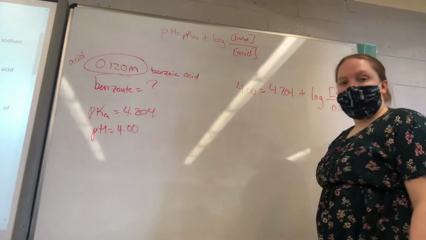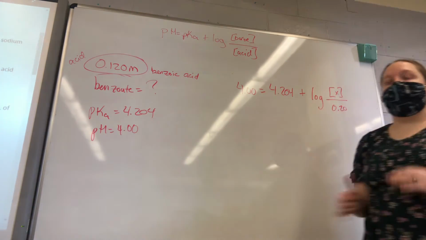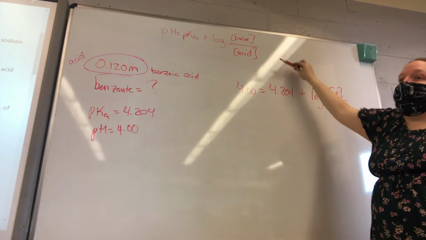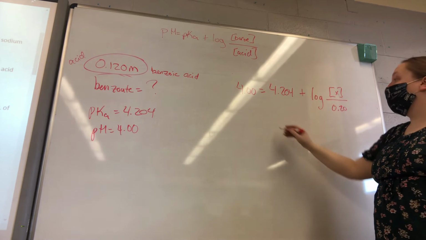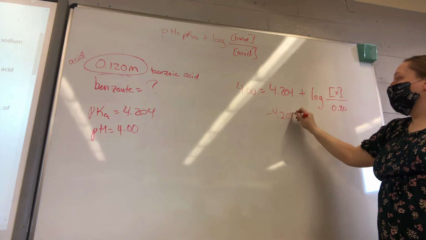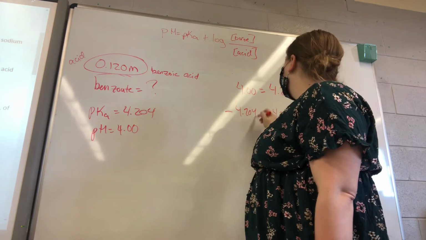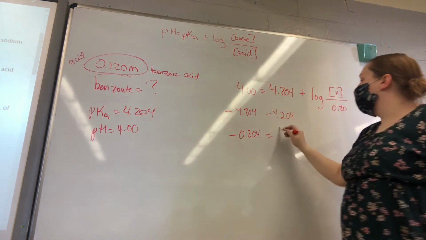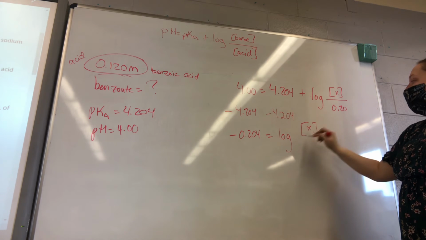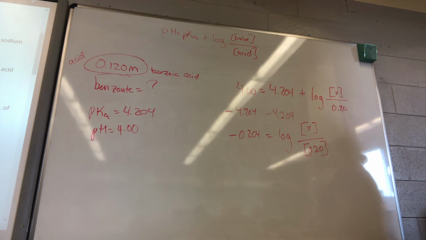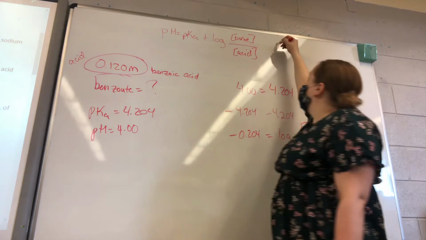Probably should do that. I know you guys probably learned the property of logs. Does anybody remember what it is? If you have two things that are being divided, what do you do? You subtract them. Cool. That's okay. Let's do it together. We're going to move this over, right? We're going to get negative 0.204 equals the log of the concentration of X over 0.20. You cannot solve for X with that log. You don't divide both sides by log, guys. It's not a thing. Instead, we're going to use what we call the property of logs.